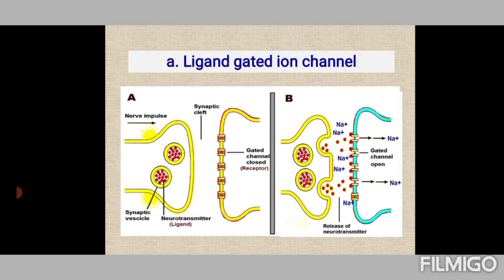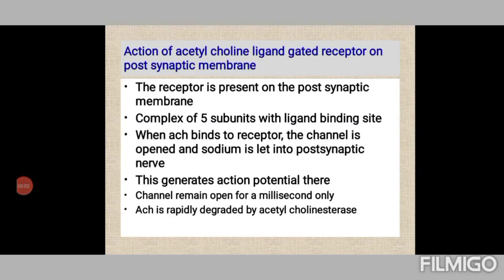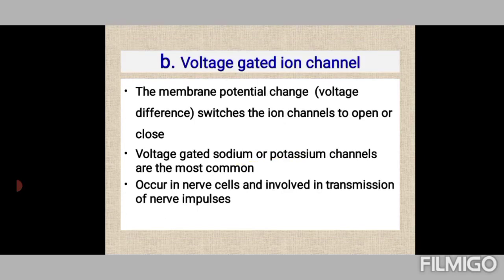Now, this generates an action potential to continue, and the channel remains open for a millisecond only, and acetylcholine will be rapidly degraded by acetylcholinesterase. And these are the steps involved. We can go through it, and we move on to voltage-gated ion channels.